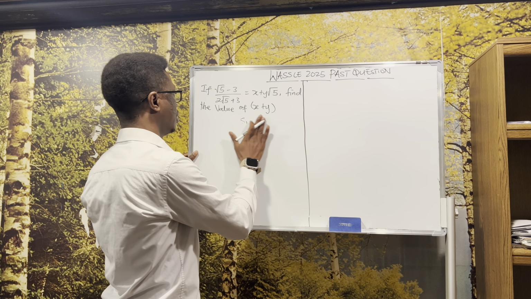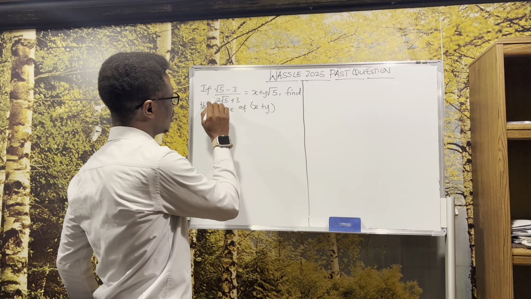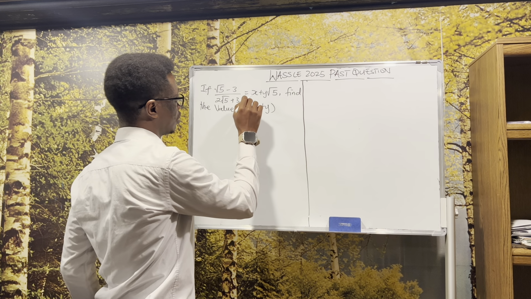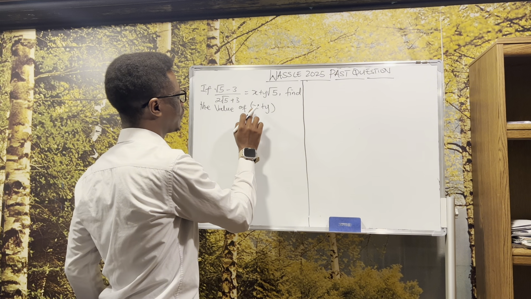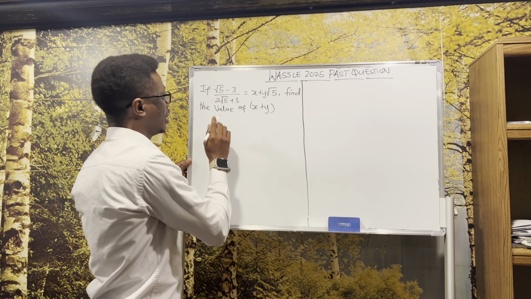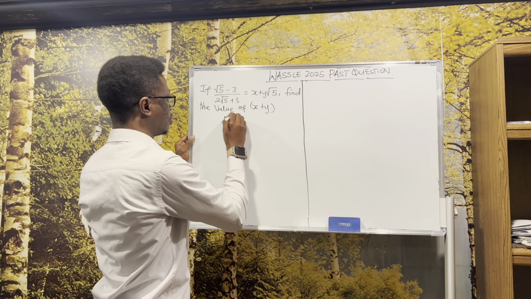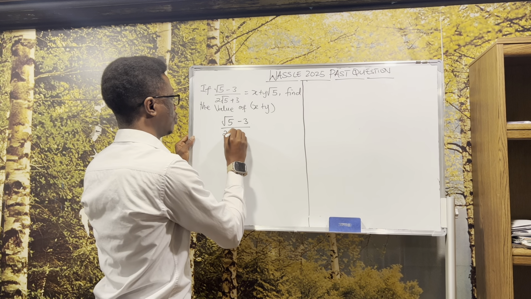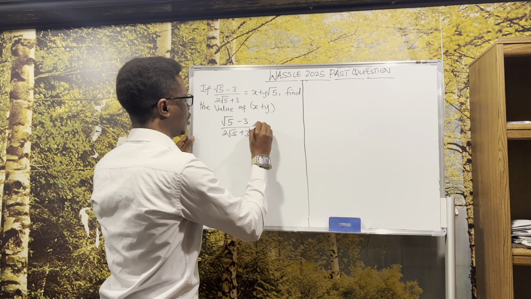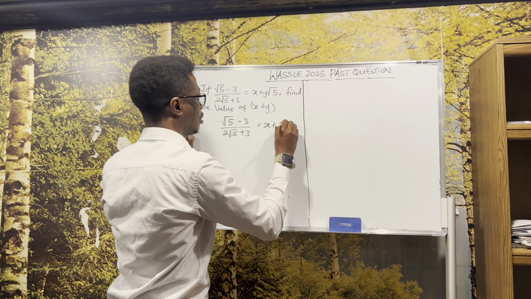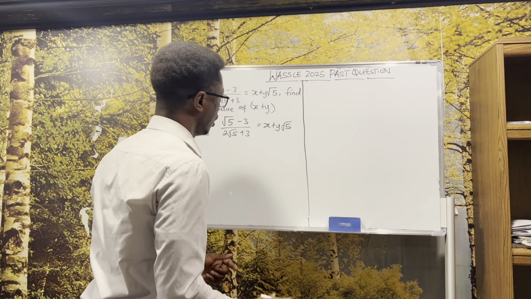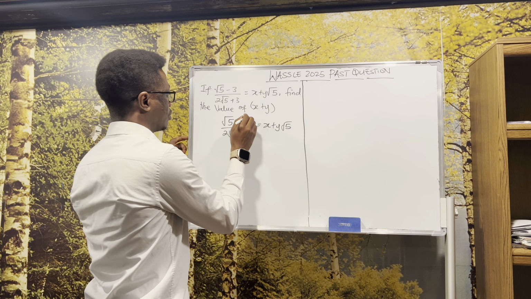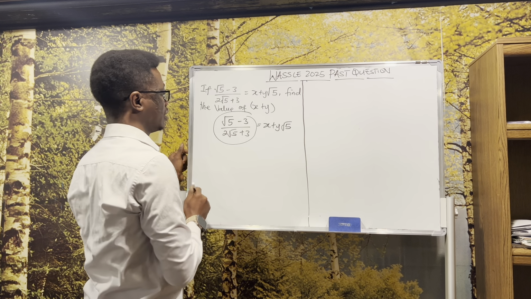Now it says, if (root 5 minus 3) divided by (2 root 5 plus 3) equals x plus y root 5, find the value of x plus y. Let's write this down. So this is (root 5 minus 3) divided by (2 root 5 plus 3) equals x plus y root 5. Now let's ignore the right hand side and focus on the left hand side and simplify this one.